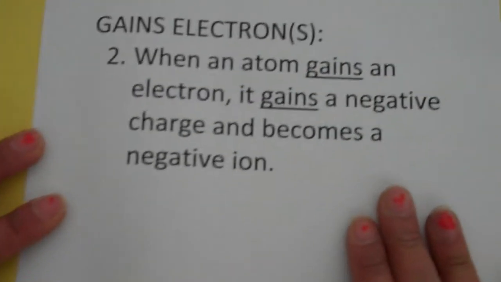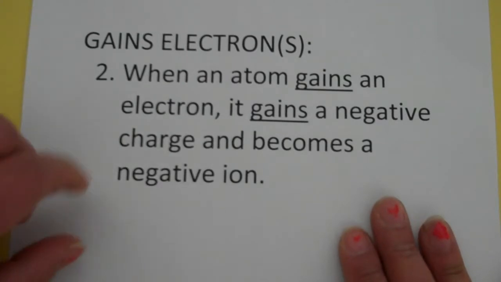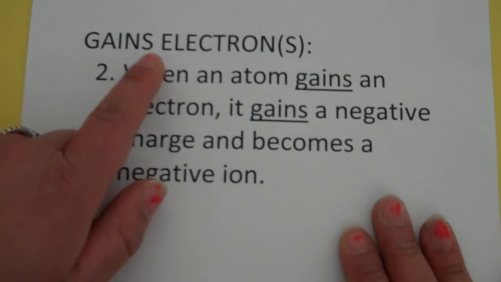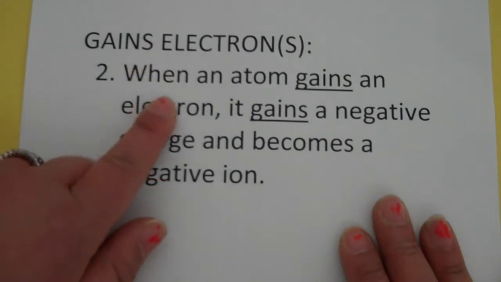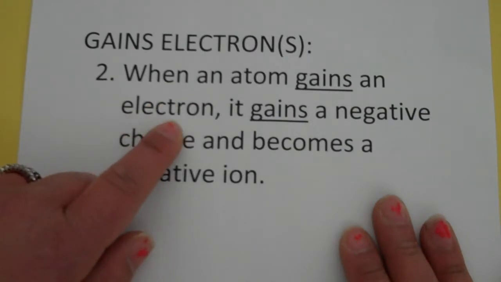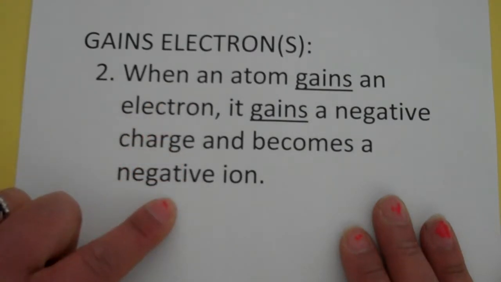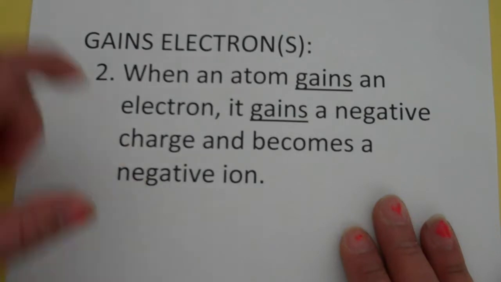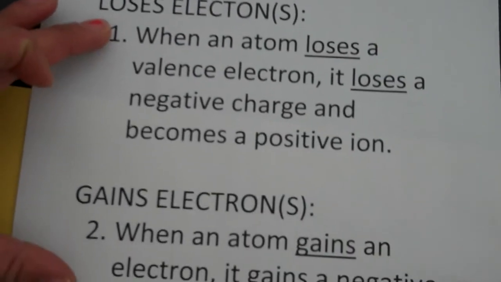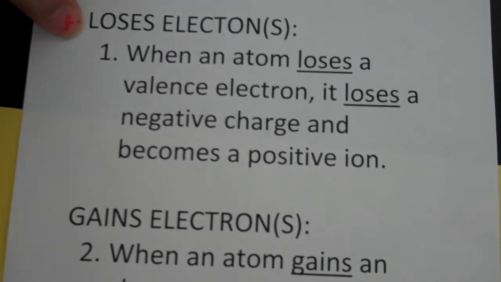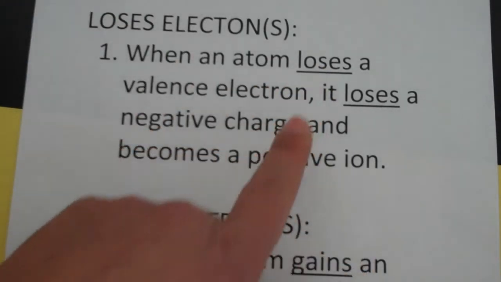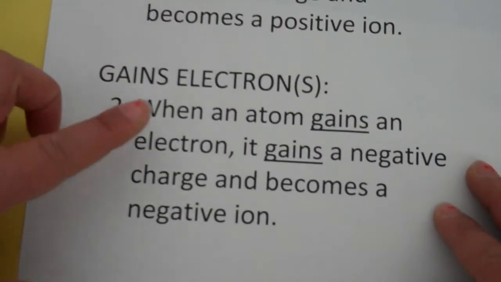Okay. The other thing is, on the other side of it, atoms can gain electrons. When an atom gains an electron, it gains a negative charge and becomes a negative ion. Okay, this is important because this is the opposites attract. Okay, this is attraction. So the one that loses is positive, the one that gains becomes more negative.